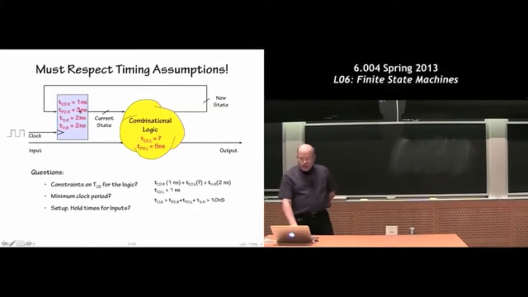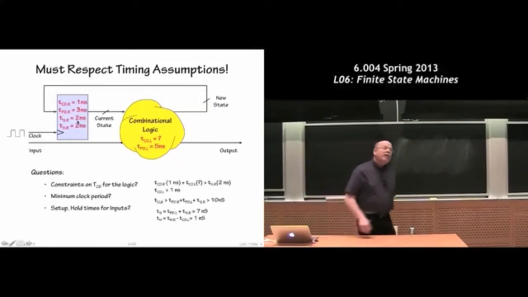The minimum clock period: well, the propagation delay of the register plus the propagation delay of the combinational logic plus the setup time all has to fit in 1 clock cycle. So in this case it's 3 plus 5, which is 8, plus the setup time, which is 2, which is 10. And so we need a minimum clock period of 10 for this circuit to work correctly. If I run it at 9, the circuit will be flaky.